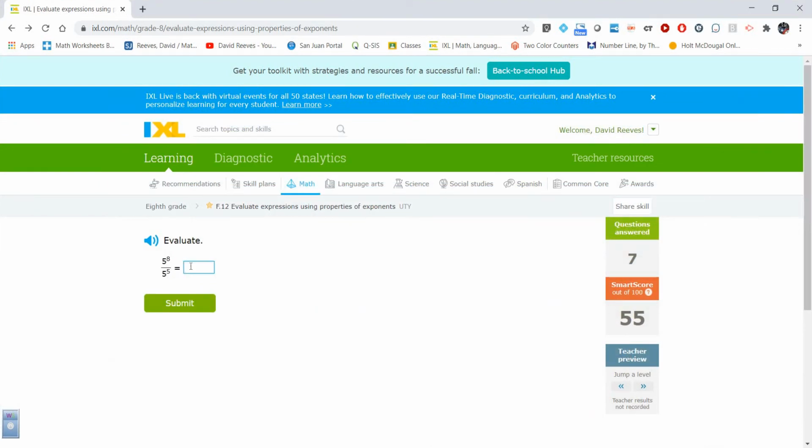I hope you don't need a calculator for that one to know that that is 125. All right, let's skip over to the next level and see what's going on here. All right, well, this one isn't any more difficult. 5 to the 9th over 5 to the 8th is going to be 5 to the 1st power, right? Or just 5. Awesome.